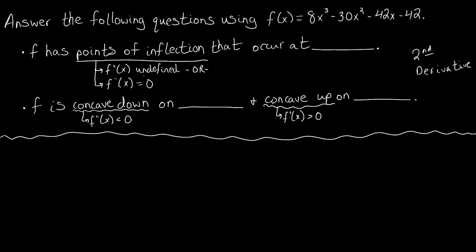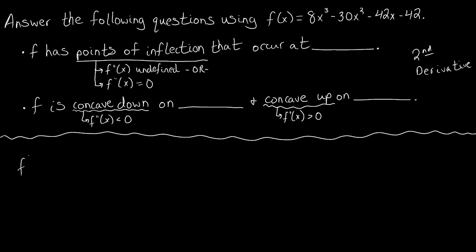So what we need to do in order to figure out where those happen is take the second derivative. And then what we're also going to end up doing is determining where f is concave down and concave up. That's going to be where f double prime is negative, f is concave down, and f will be concave up when f double prime of x is positive. So we're talking a lot about the second derivative. Let's go ahead and find it.